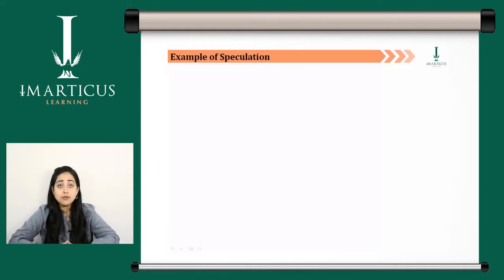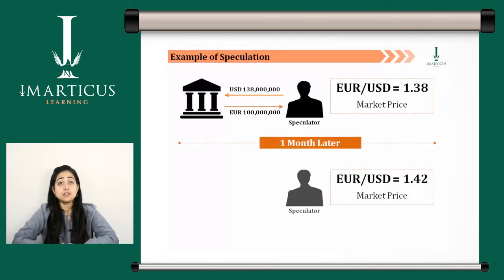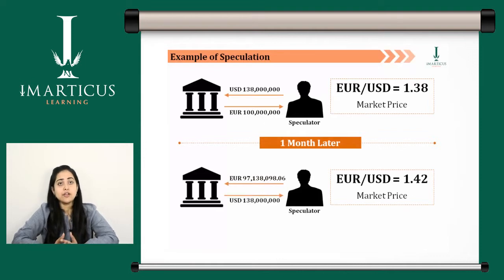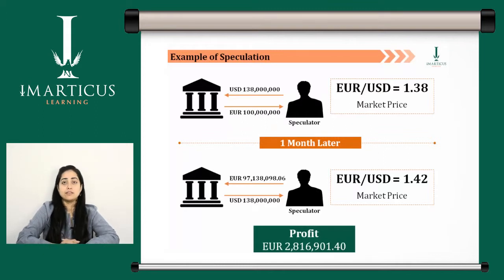For instance, he can buy 100 million euro and sell USD 138 million at 1.38 today. Let us assume a month later he was right. The trader can now sell 97,183,098.60 euros and buy USD 138 million at 1.42 a month later. That way, he makes a profit of euro 2,816,901.40 in a month.